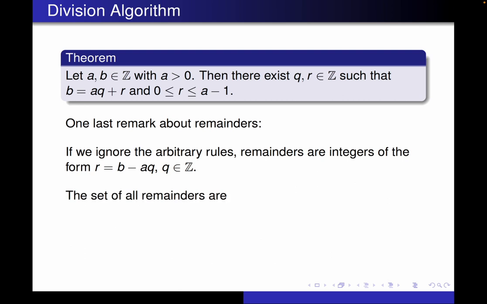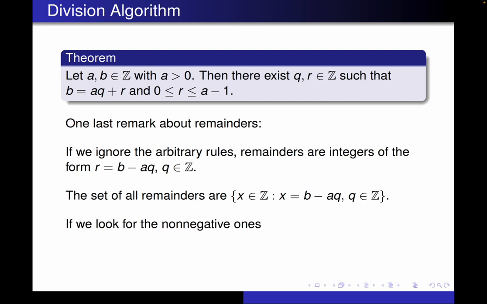So if we want to collect the set of all possible remainders, we get the set of all x in the integers such that x is equal to b minus aq, and q is an integer, right? So that's the set of all possible remainders. Now we're going to be interested in our division algorithm for non-negative remainders, and even if we just set the rule that we want the remainders to be non-negative, that still doesn't narrow down the remainders very much. There's still going to be a ton of remainders possible.